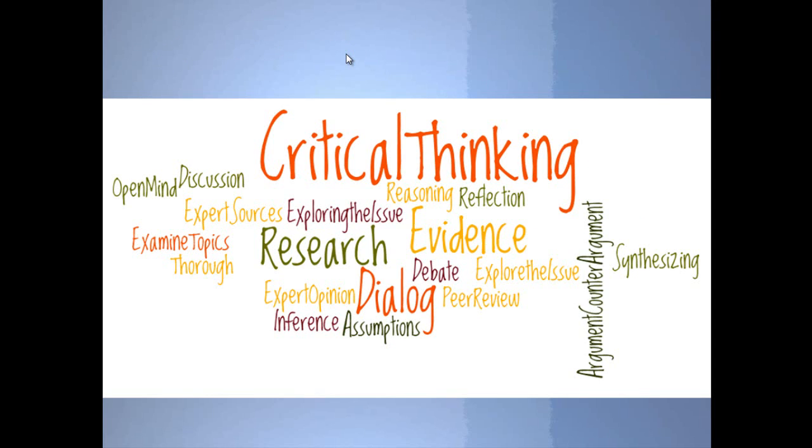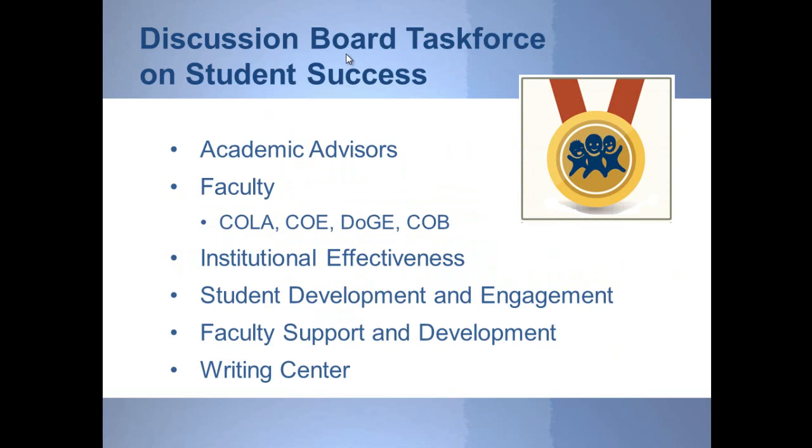The Discussion Board Task Force on Student Success determined that we needed to develop a process for critical thinking that was accessible and easy to follow, even for new undergraduate students. Our task force represented a wide range of perspectives, including student-facing staff such as academic advisors and student development and engagement people, faculty across colleges, someone from institutional effectiveness, people from faculty support and development, and people from the Writing Center.